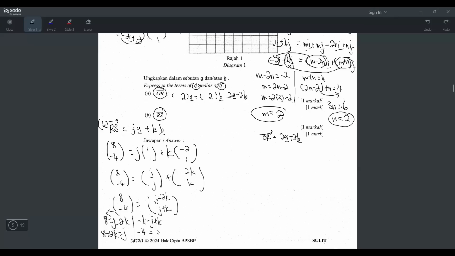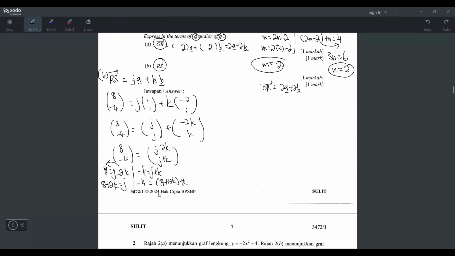I'm using the substitution method again. So negative 4 equals J plus K. So the J is 8 plus 2K. So just write 8 plus 2K and then plus K. Okay, 2K plus K, 3K. 8 move here become minus 8. Negative 4 minus 8, negative 12. So K equals negative 4. So now the K, negative 4, you can sub back inside. 8 plus 2 bracket negative 4 equals J. So J equals 8 minus 8, which is 0.